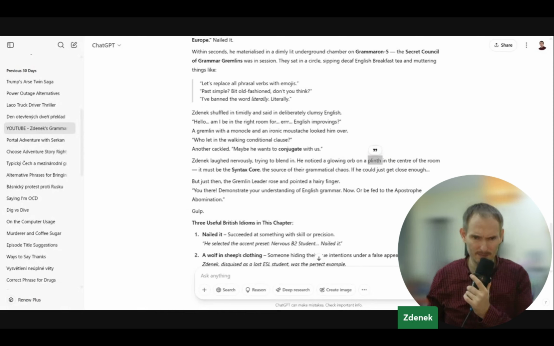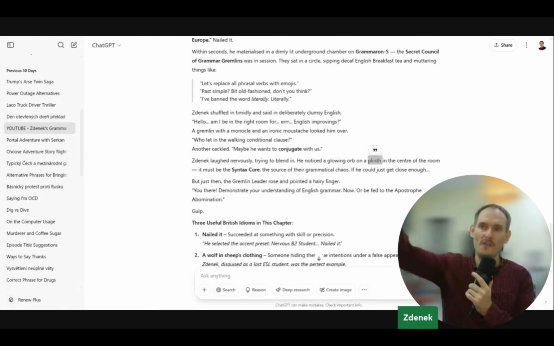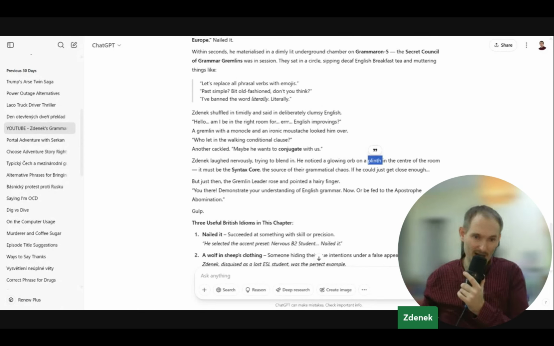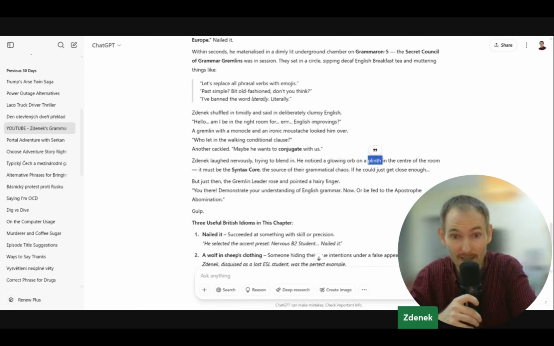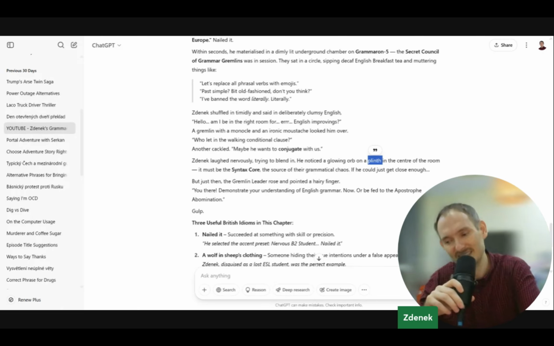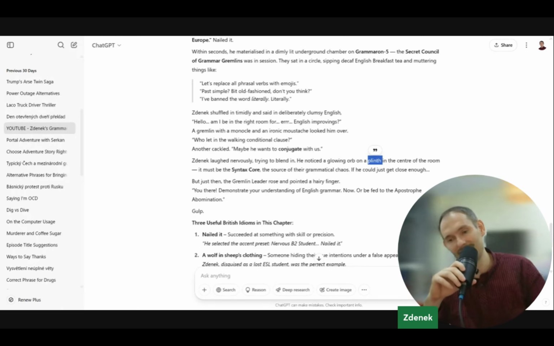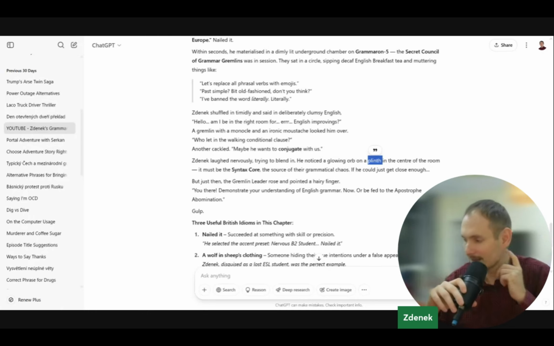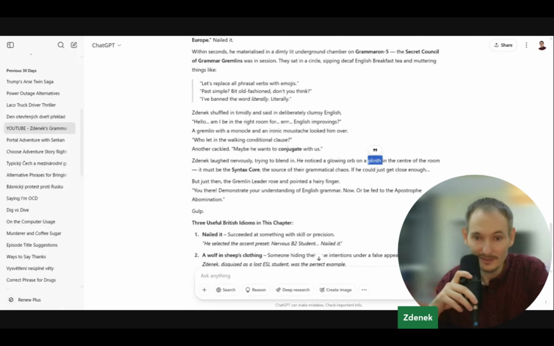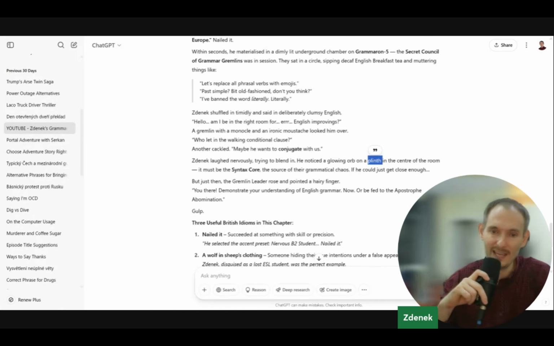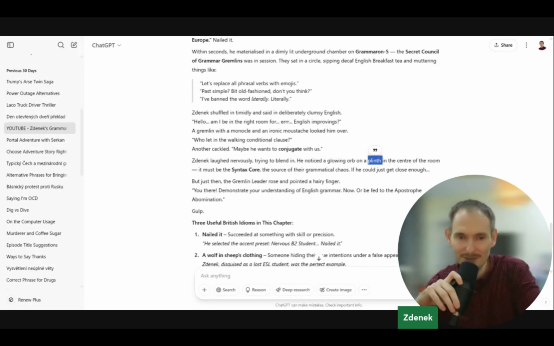Plinth is a heavy base supporting a statue or vase, right? So obviously it's a base, and on top of that you would have that orb, because that orb cannot, I suppose, levitate there, right? But it was in the center of the room. It must be the syntax core. So, syntax is basically a study of how sentences are formed together and how they function as sentence elements and all kinds of stuff like that. So this was the source of the grammatical chaos, and I wanted to get close enough to touch it or to do something with it, to tamper with it.